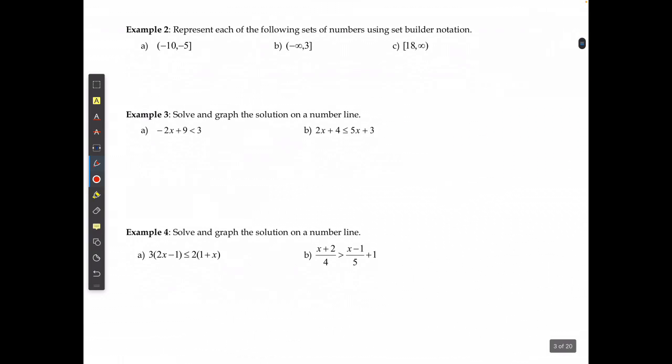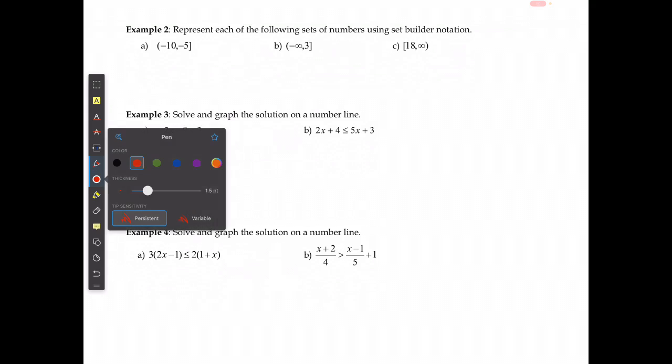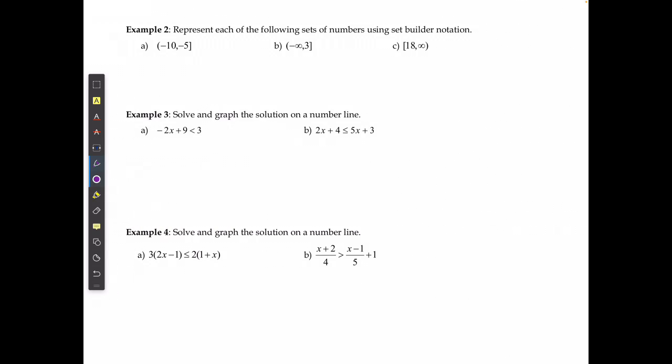For example 2, we're going in the opposite direction. We're going to put it into our set builder notation. So, for the first one, I'm going to say it's represented by x, and then my lower point, negative 10, is an open bracket, so I'm going to say is less than x. The upper one, negative 5, has a closed bracket, so it's less than or equal to negative 5, where x is in the reals.